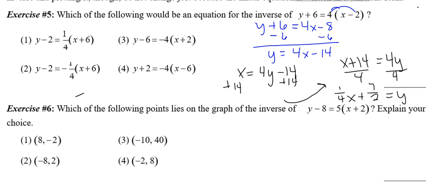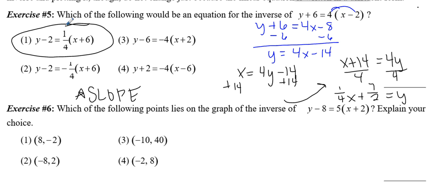Now when we're looking for this, we want to look for the slope. That's what we're looking for. Okay, so the slope of my inverse equation is 1/4. So which one of these options has 1/4 as the slope? The answer is 1.